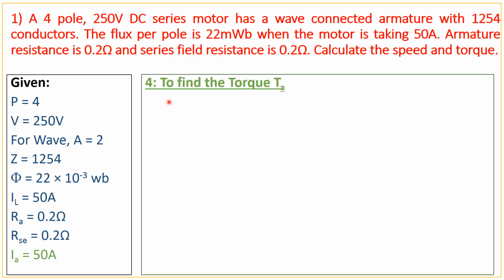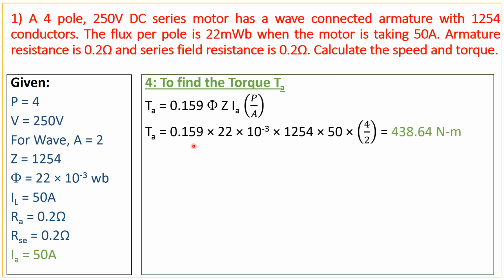And finally to find the torque, so TA is equal to 0.159 phi Z IA P by A. So TA is equal to 0.159, phi is again 22 milliweber, Z is 1254, IA is 50 amperes, P is 4 and A is 2. So substitute in the calculator, you will get the torque as 438.64 Newton meter. So this is similar to your shunt motor problem. The only small slight changes must be noted down while writing down the formulas.